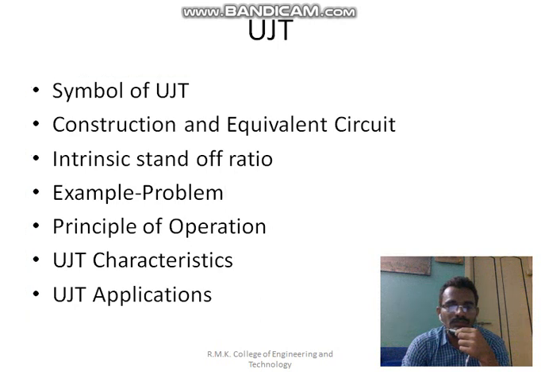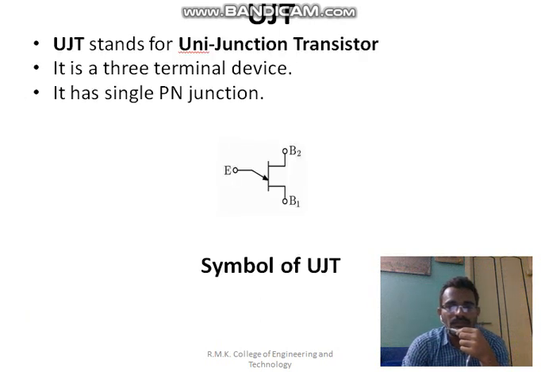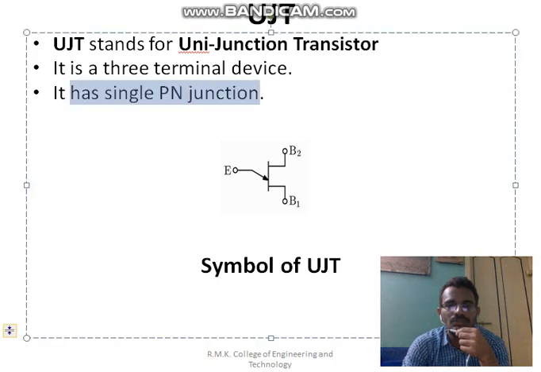So coming to the symbol, as I told you, I will be repeating it. UJT is Unijunction Transistor. It is a three-terminal device. You can see the symbol of UJT. The three terminals are emitter, base 1 and base 2, and it has a single PN junction.